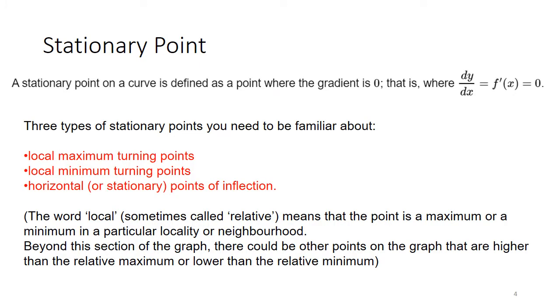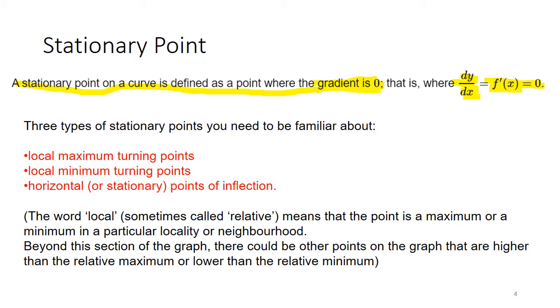Now I'm going to go through some very important definitions. A stationary point on a curve is defined as a point where the gradient is 0. Alright, where the gradient is 0, we call that point a stationary point. If you know the gradient is 0, we can say dy/dx or f'(x) would be 0. Very important definition. You must know this. A stationary point is where the gradient is 0.